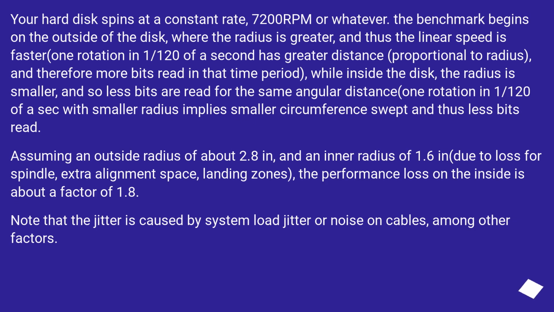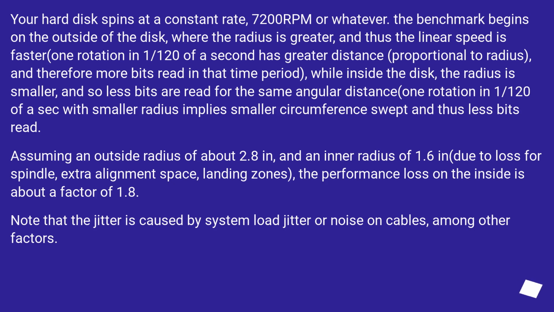Your hard disk spins at a constant rate, 7,200 revolutions per minute or whatever. The benchmark begins on the outside of the disk, where the radius is greater, and thus the linear speed is faster. One rotation in 1/120th of a second has greater distance, proportional to radius, and therefore more bits read in that time period, while inside the disk, the radius is smaller, and so fewer bits are read for the same angular distance. One rotation in 1/120th of a second with smaller radius implies smaller circumference swept and thus fewer bits read.